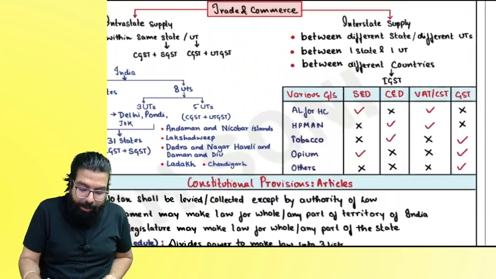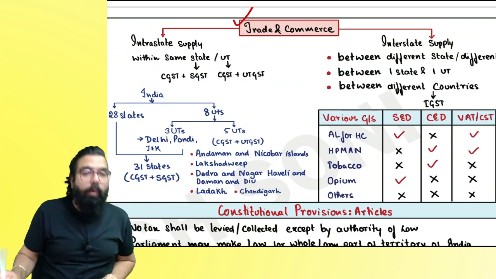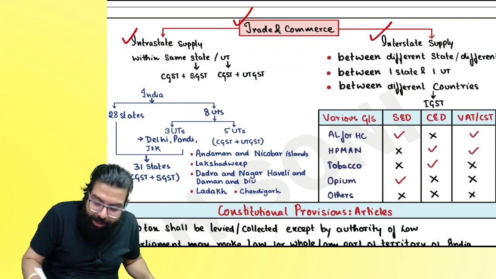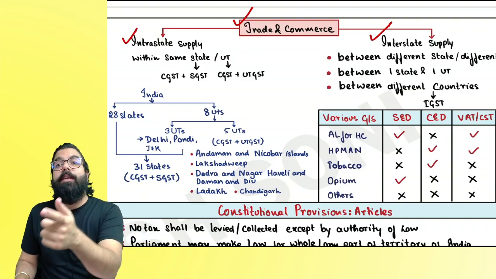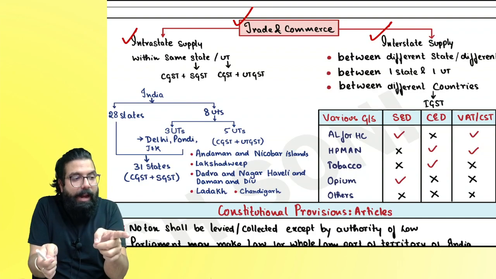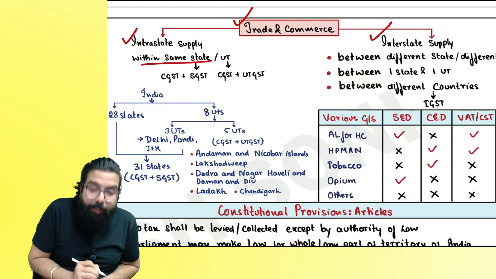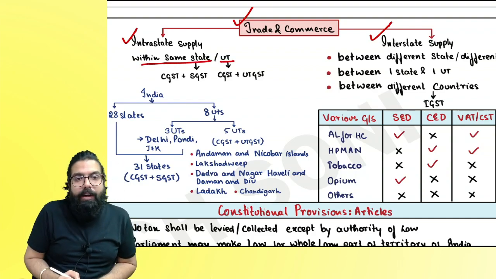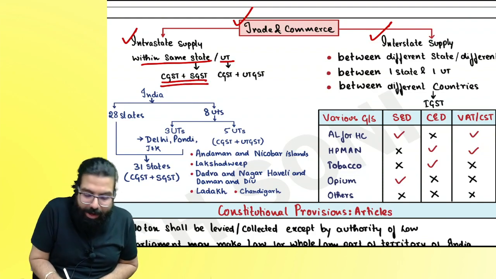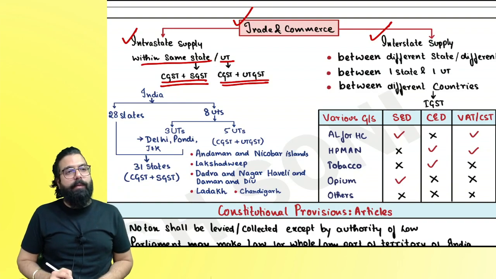Right, everyone? The next one over here is trade. What are the different types of trade there? One is intrastate trade and one is interstate trade. What is an intrastate trade? Whenever a transaction is happening, and the location of supplier and place of supply are within the same state or same union territory, then CGST and SGST, or CGST and UTGST, will be levied.